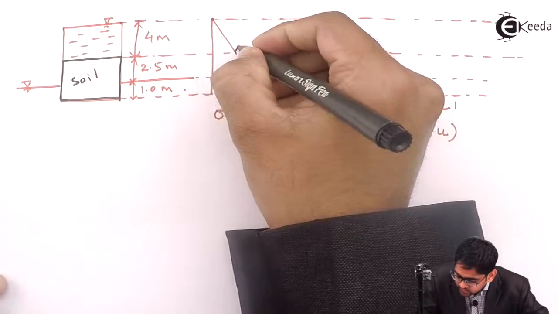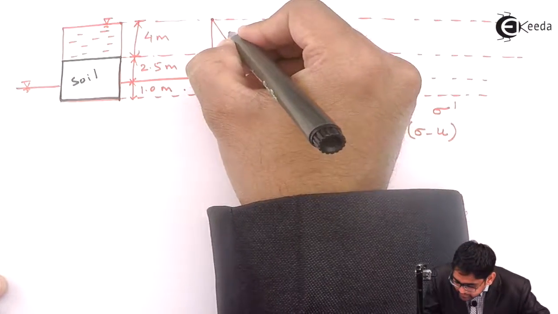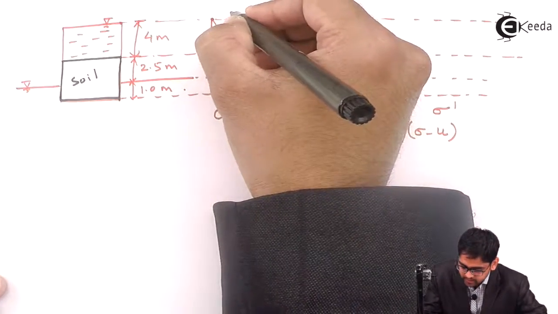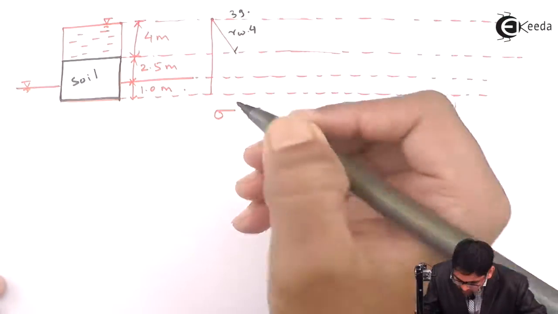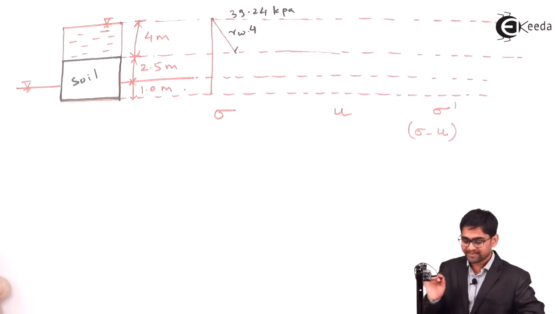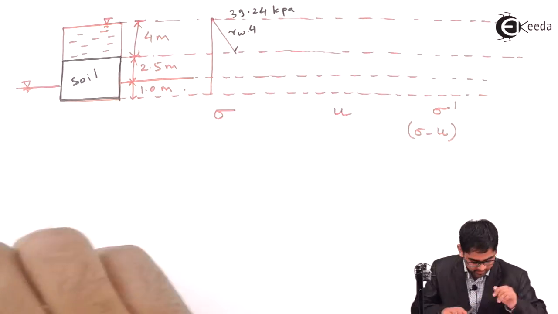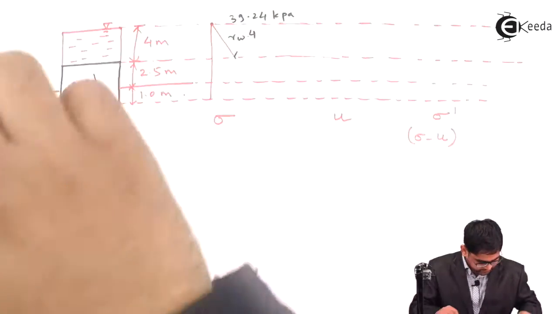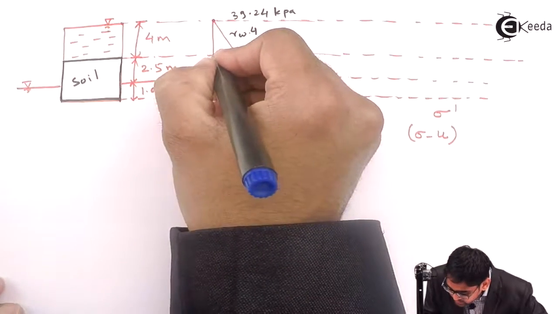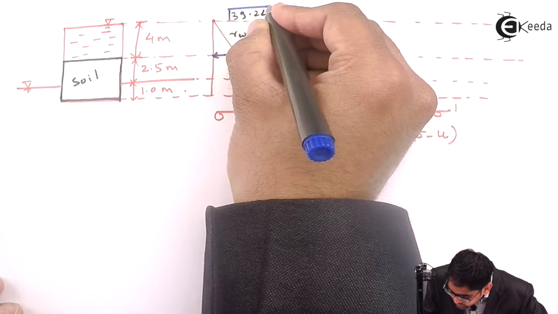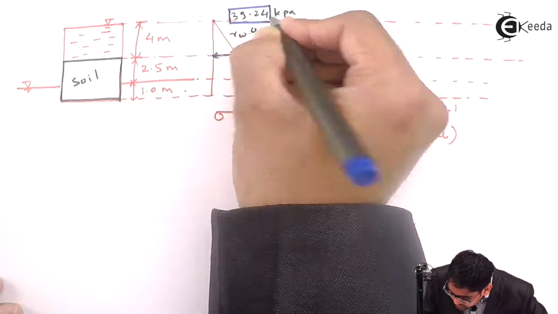So this value will be gamma W into 4, which is 39.24 kPa or kilonewton per meter square, this particular value. I'll write this particular value as 39.24. So I'll take all the units in kPa.